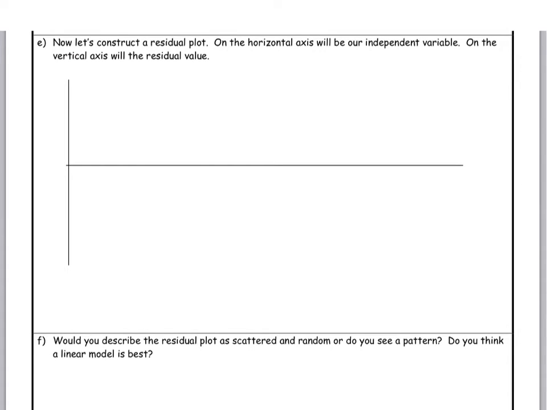So we're going to construct the residual plot. The horizontal axis will be your independent variable, and the horizontal axis is the years since 1992. And on our vertical axis will be the residual value. So that's what's going to go here, is the residual value. Those are those numbers that we subtracted from the actual minus the predicted. So I'm going to give you a second to set up your scale. We only have to go up to 8.